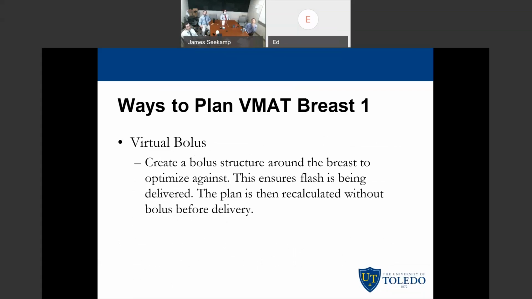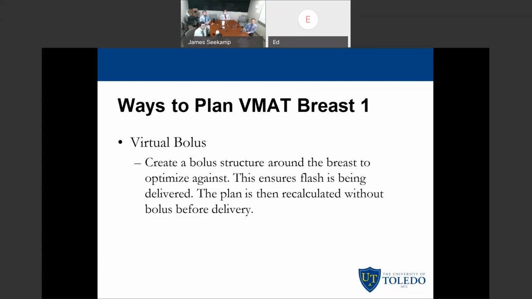So just as an introduction, I originally came about this talk because I was looking at different ways to plan BMAT breast. The way that we traditionally do it here is the virtual bolus, but I was investigating the robust optimization that RayStation allows. None of the other major treatment planning systems allow you to do this. So I was just investigating it.